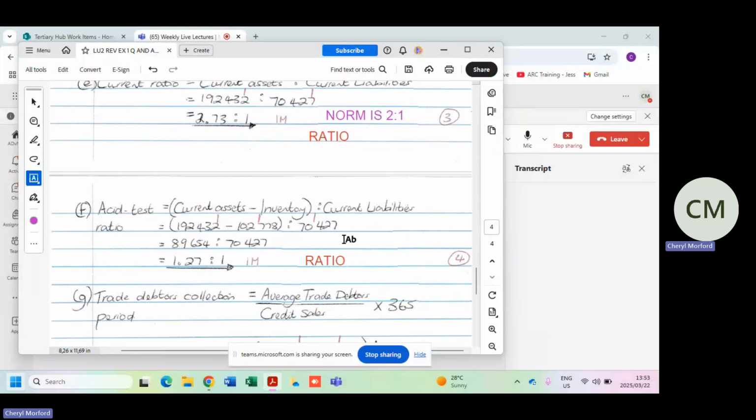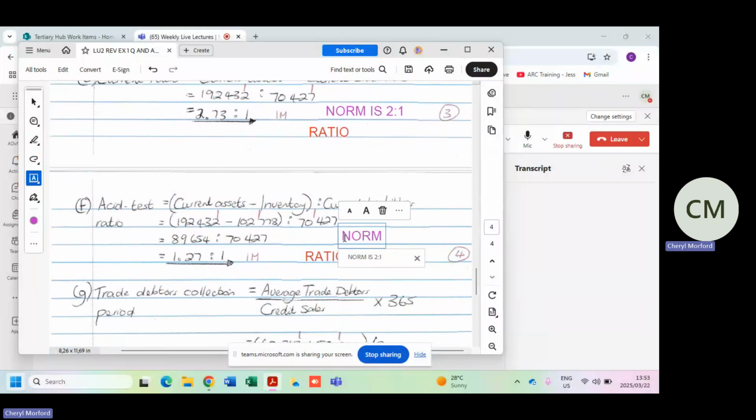Your asset test ratio also has a norm, and this norm is 1 is to 1. So how is our business doing? Okay. We are slightly above that. So there's not an over-reliance on inventory. The business does have sufficient cash to settle its monthly current liabilities.